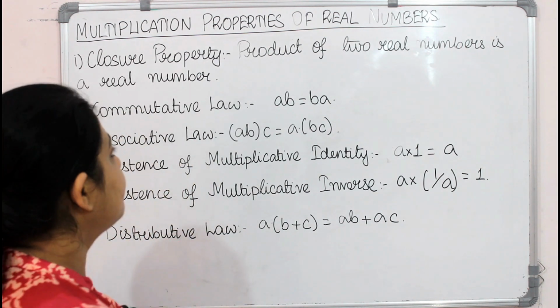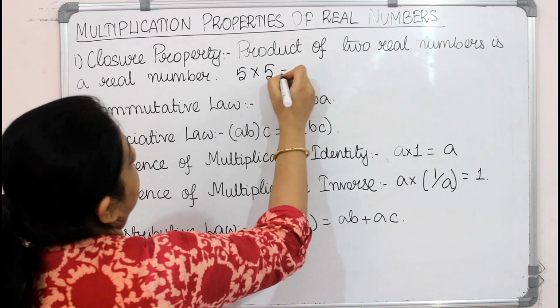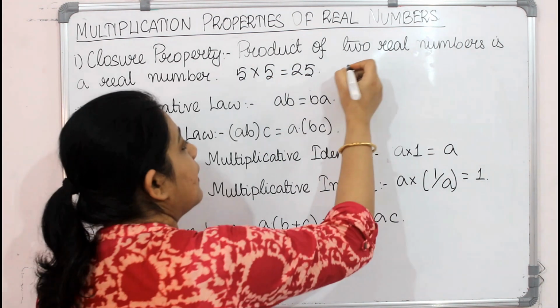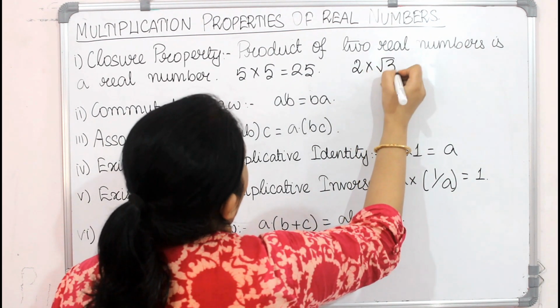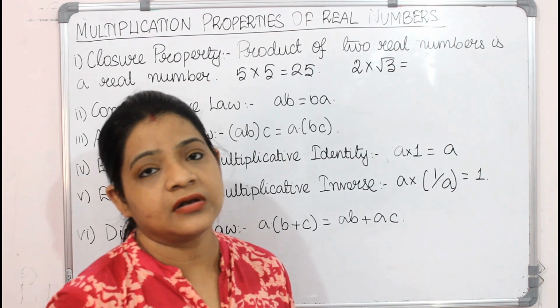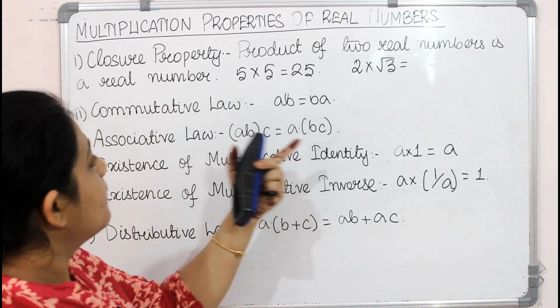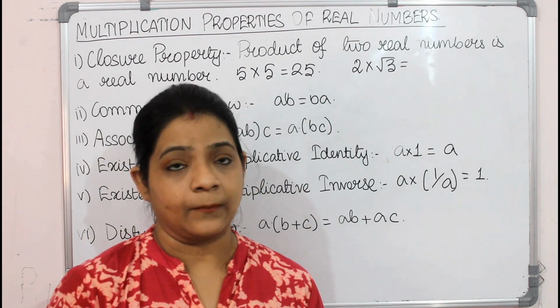Like if I write 5 into 5, it gives you 25. So 25 is a real number. If I write 2 into root 3, it will give you an irrational number, so that is also a real number. So when you multiply two real numbers, the result is always a real number.